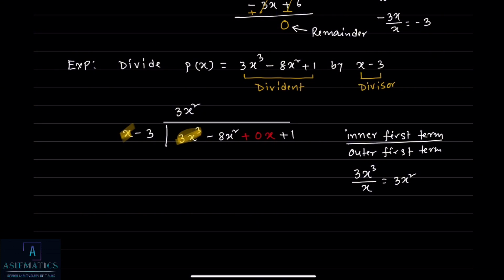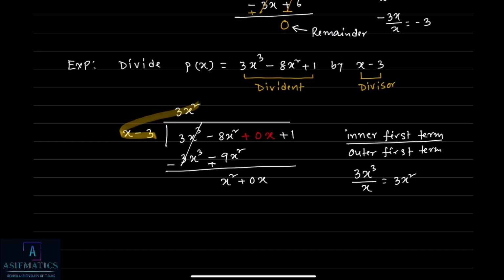And now we need to multiply. Multiply this quotient with the whole divisor and write it here. So we can write 3x squared times x is 3x cube, minus 3x square times 3 is 9x square. And then change your sign, this is positive, negative out. We can write here minus x square plus 9x square is positive x square. Then we have plus 0x plus 1.